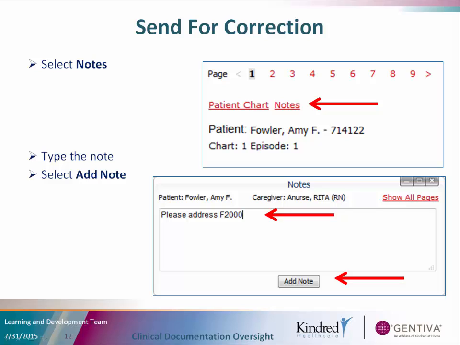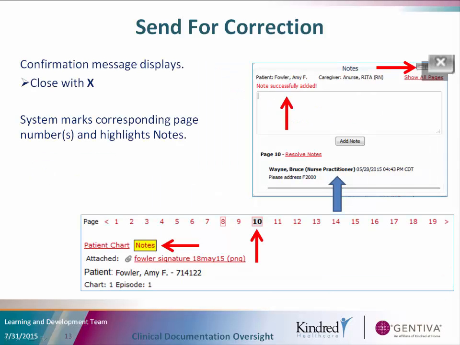As errors are identified, select the Notes link at the top of the page. In the Notes pop-up, type instructions for the assessing clinician and select Add Note. The confirmation message "Note successfully added" displays above the text box in red, and the instructions display at the bottom. Close the note by selecting the X in the upper right corner. The system marks the document by outlining the corresponding page number and highlighting the Notes link. Repeat the process for each page that needs correction.